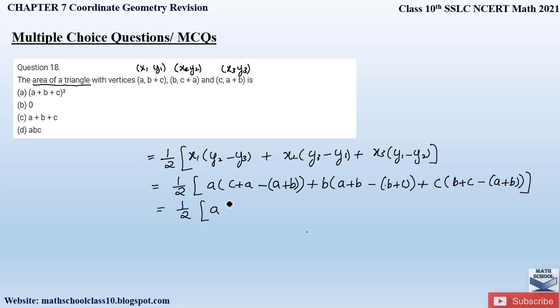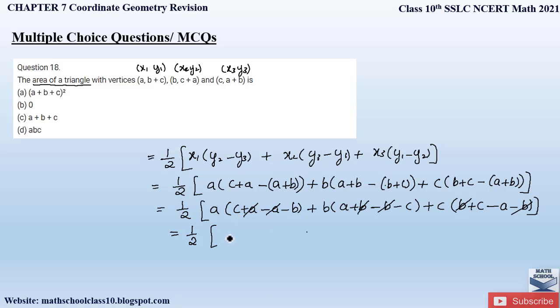So here we have A. So this is (C plus A). Open the bracket, you get minus A minus B plus B, (A plus B). Opening the bracket, you get minus B minus C plus C. Then we have (B plus C). Opening the bracket, you get minus A minus B. So here you can cancel plus A and minus A, plus B and minus B, plus B and minus B again. Now if you multiply A into C, AC minus AB plus AB you have again. Then again you have minus BC.